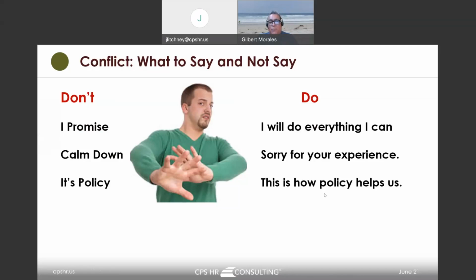A lot of times when we're helping individuals, maybe you're helping an external customer, when you say it's policy, policy only matters to us. Policy doesn't matter to the external customer. This is how policy helps us. You want to talk about how the policy is a benefit, not because it's policy. People are not going to stop and realign their thought process or their emotions simply because we claim policy. We want to talk about the benefits of the policy.